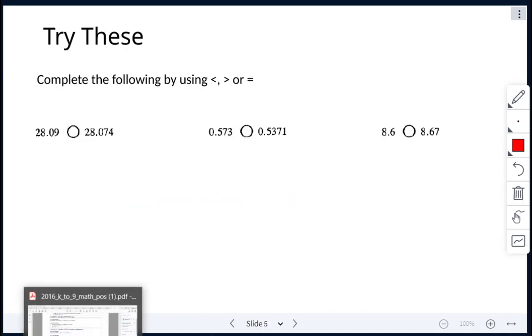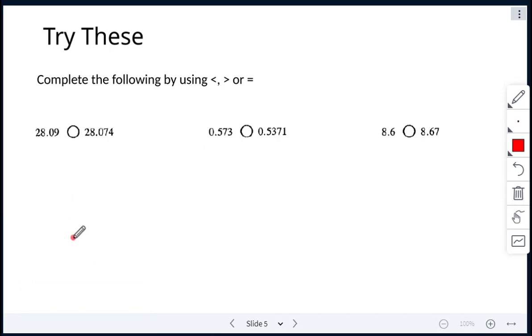So these ones were for you guys to try. So let's go over these ones. So look at our whole number first, 28 and 28. So next we'll look at our tenths position. This is a 0, this is a 0. Next, look at your hundredths position. We have a 9 here, we have a 7 here. So therefore 9 is greater.